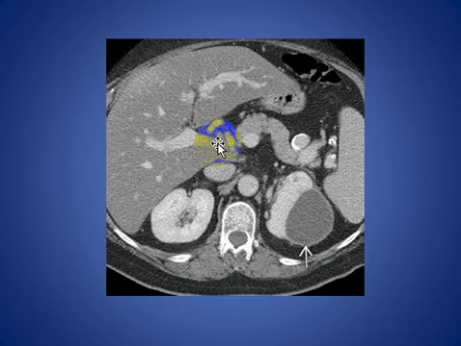Here is another patient with a subcapsular hematoma on the left side after lithotripsy, associated with an incidentally discovered splenic artery aneurysm, and fatty changes of the liver are also noted.